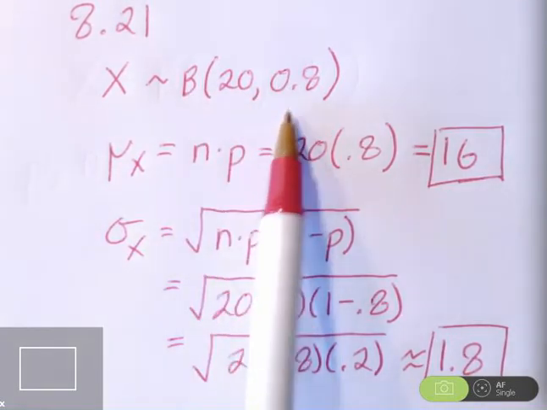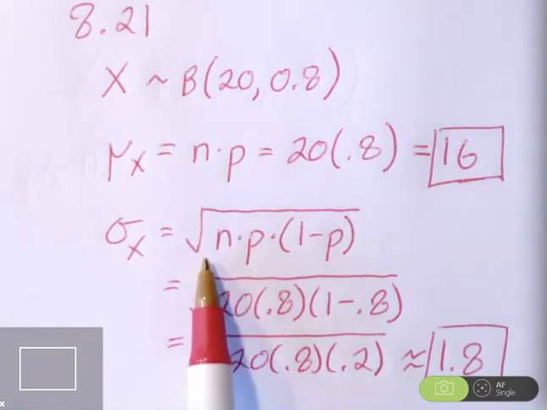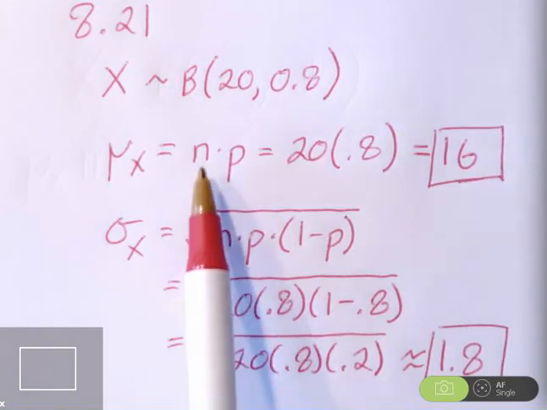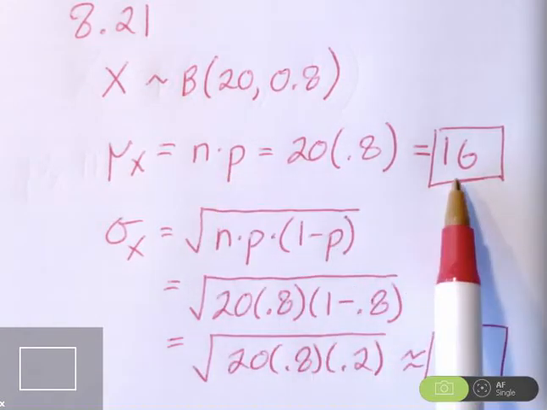So here are the formulas for the mean and for the standard deviation of this count, or this random variable, this binomial random variable. N times p, 20 times 0.8 gives you 16. There's the mean for part A.